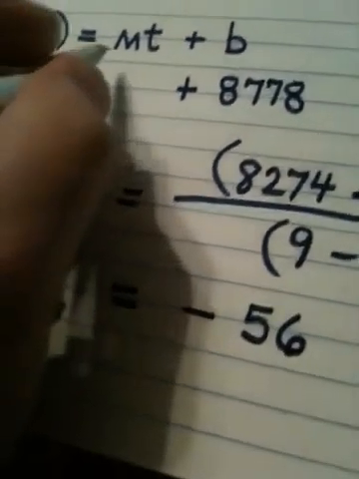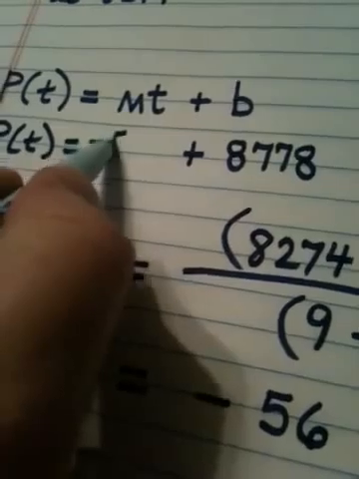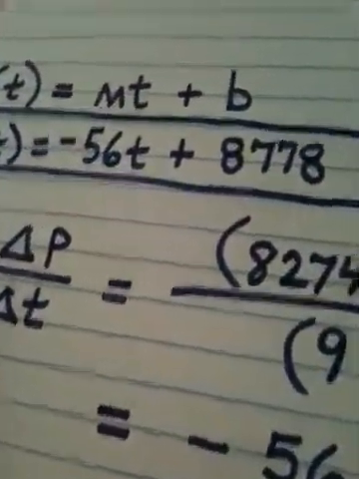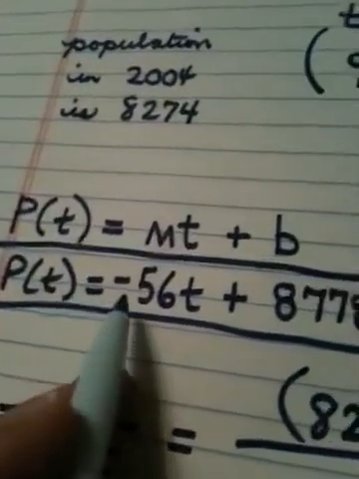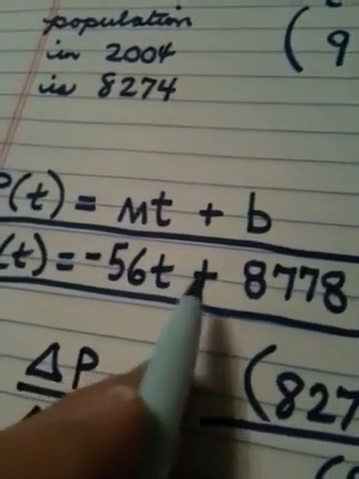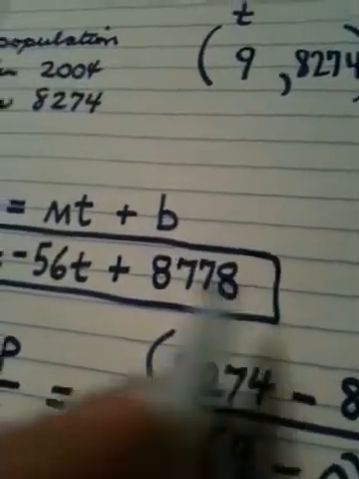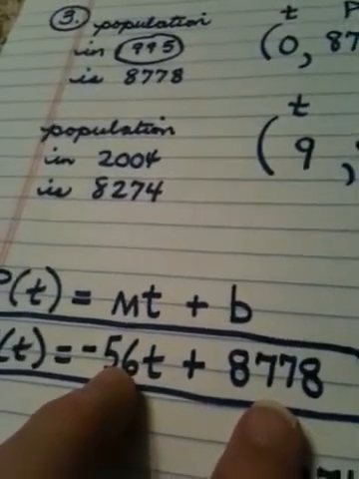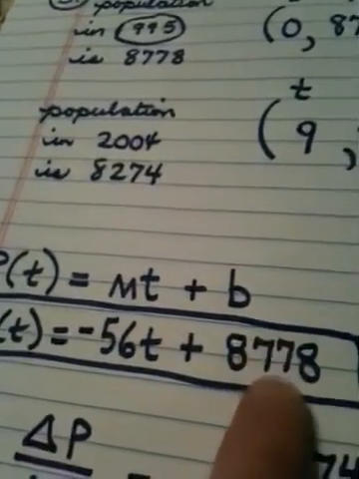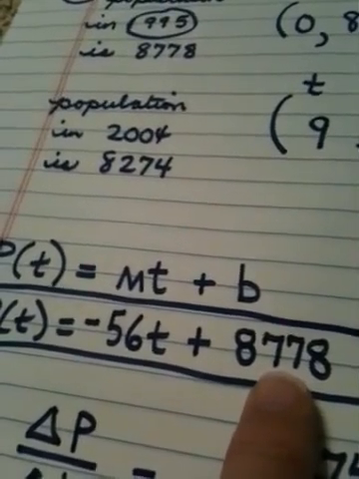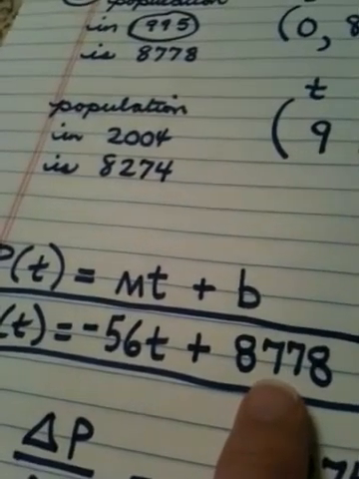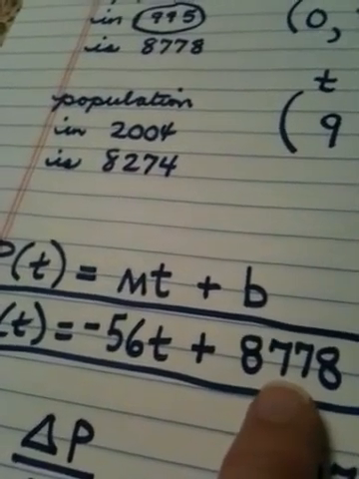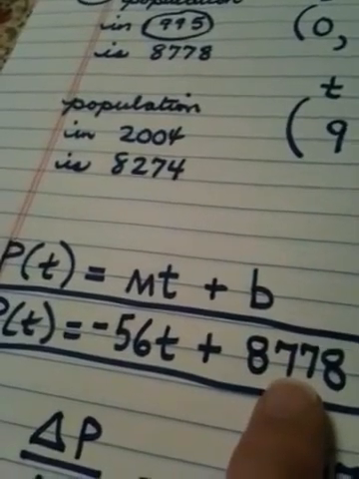So I have now just answered part A of this question. The population function, P of t, is negative 56t plus 8778. And here's how I want you to read this function. Here's what I want you to be able to really understand. This was the original population, wasn't it? So B was my beginning, my y-intercept, where my population originated.